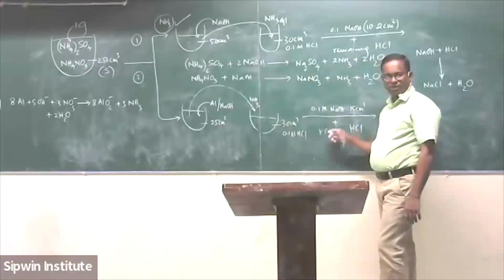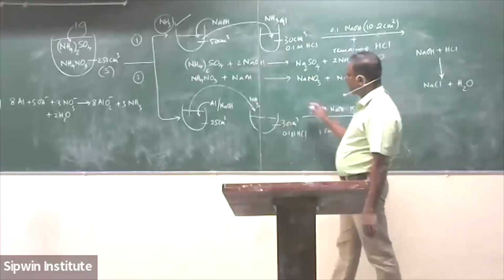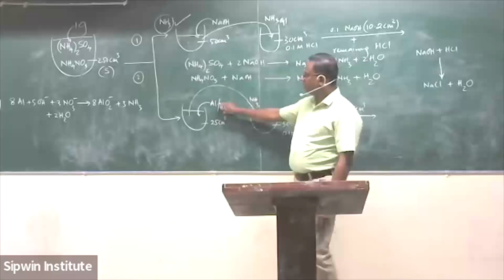Sodium hydroxide known means remaining HCl known. Remaining HCl known means reacted HCl known. Reacted HCl known means the released ammonia known.